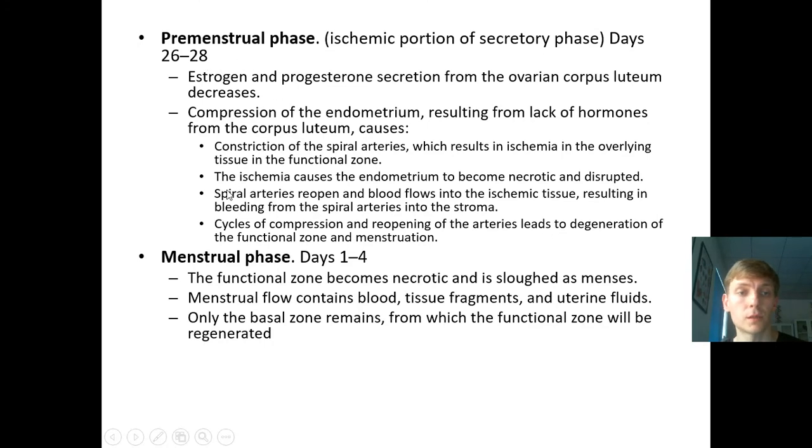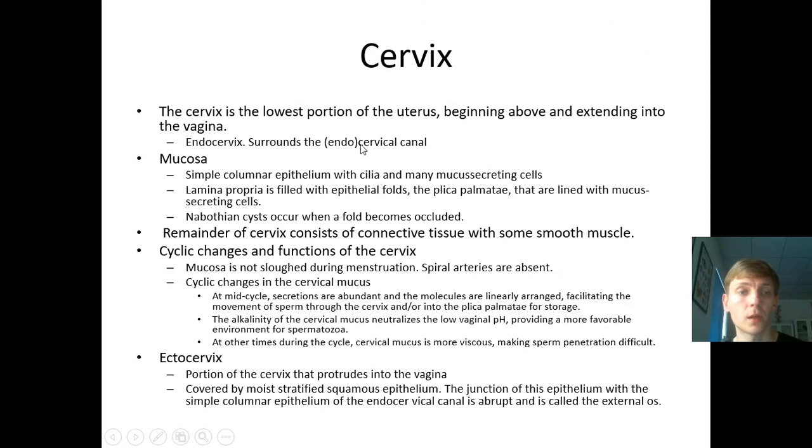Premenstrual phase, you can also stop and read it, but in general I explained it. Structure of the cervix. The cervix is the lowest portion of the uterus, beginning about the extending into the vagina. It contains the endocervix, which surrounds the endocervical canal. The mucosa is composed of simple columnar epithelium with cilia and many mucus-secreting cells.